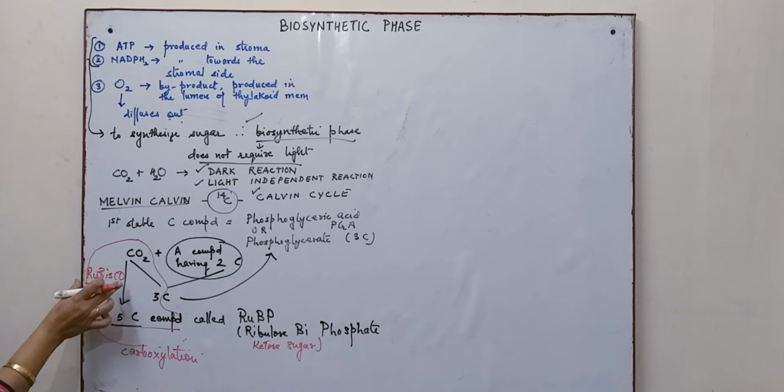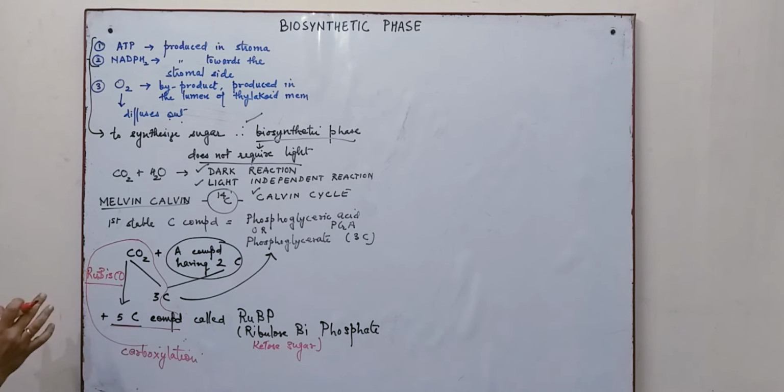Now the rubisco enzyme is peculiar. Its full form is ribulose carboxylase oxygenase.